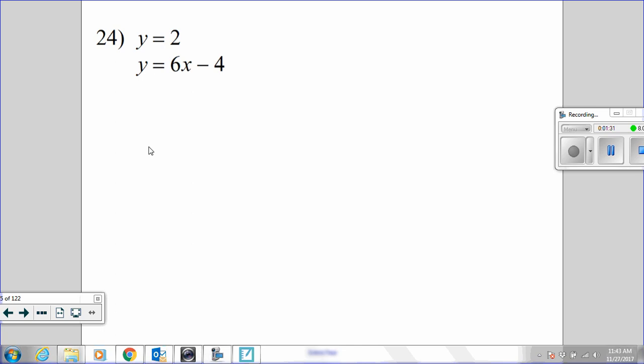Step two, we want to set the mx plus b parts equal to each other. So in this example here, it has no slope. So the slope is 0 times x. So we just have 2 as the y-intercept. And we're going to set it equal to the mx plus b part here in this other equation. And it will look like this. So we have the 2, this part, set equal to 6x minus 4. And the reason we could do that is both of them are equal to y.